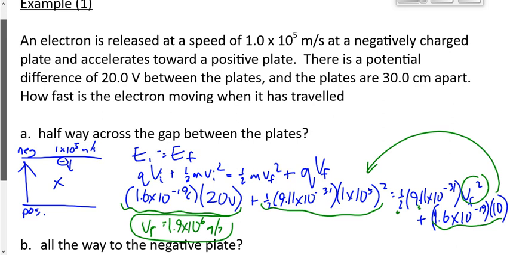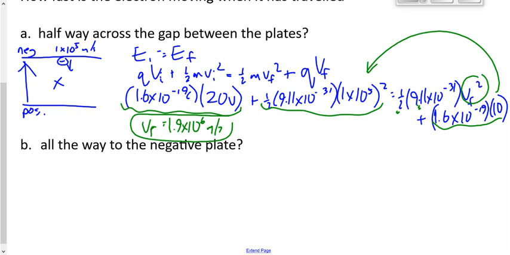Does that seem reasonable? Well, we started at 1.0 times 10 to the 5. We're going faster. That's what happens when a car goes down a hill, right? It speeds up. What about when it reaches the other plate, the negative plate? Well, now we've got to the bottom of the hill. So now we're going to say EI equals EF. We're going to say potential energy. Car has potential energy at the top. It has kinetic energy at the top as well because it's moving. But when it reaches the bottom of the hill, it has only what?